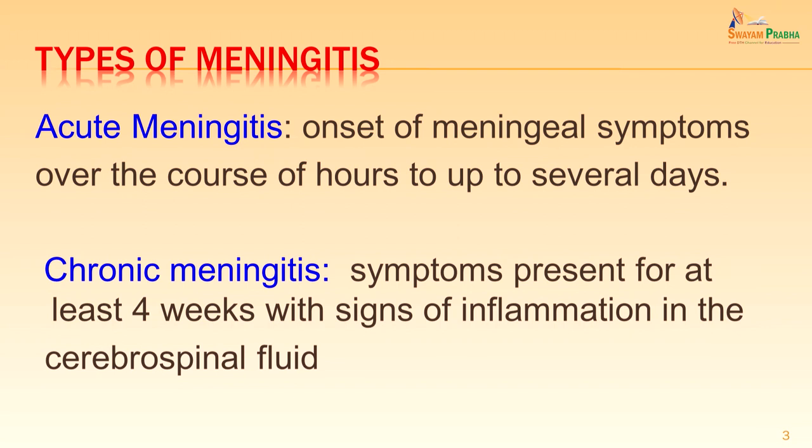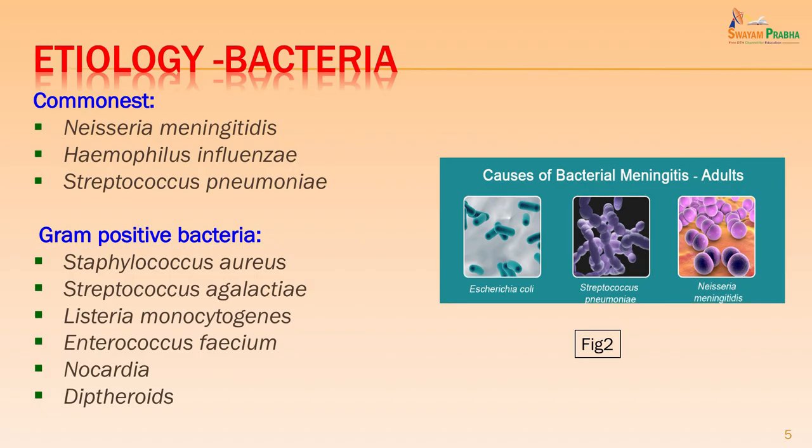There are various types of meningitis. Conventionally, they are divided into acute meningitis and chronic meningitis. In acute meningitis, the onset of the meningeal symptoms occurs over hours and up to several days. In chronic meningitis, it can be for 4 weeks and there are signs of inflammation in the cerebrospinal fluid. Meningitis can be caused by various microbes: bacteria, viruses, parasites and fungi. Acute bacterial meningitis is the most important syndrome which we are discussing today.